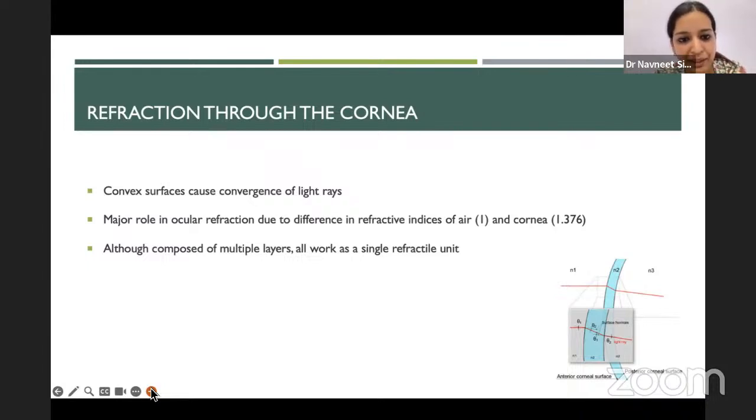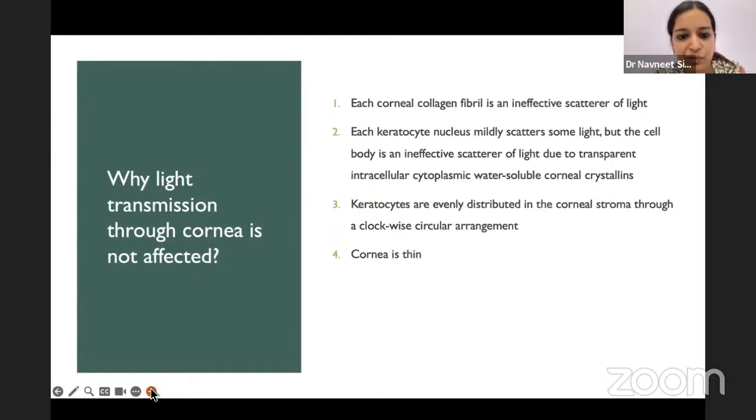So, next slide, please. Why is light transmission through the cornea not affected despite being composed of multiple layers? This is because each corneal collagen fibril is an ineffective scatterer of light, and each keratocyte nucleus, although it mildly scatters some light, the cell body is an ineffective scatterer of light because it is transparent. The cell body is composed of transparent intracellular cytoplasmic water-soluble corneal crystallins. So eventually there is no scattering of light through a keratocyte.